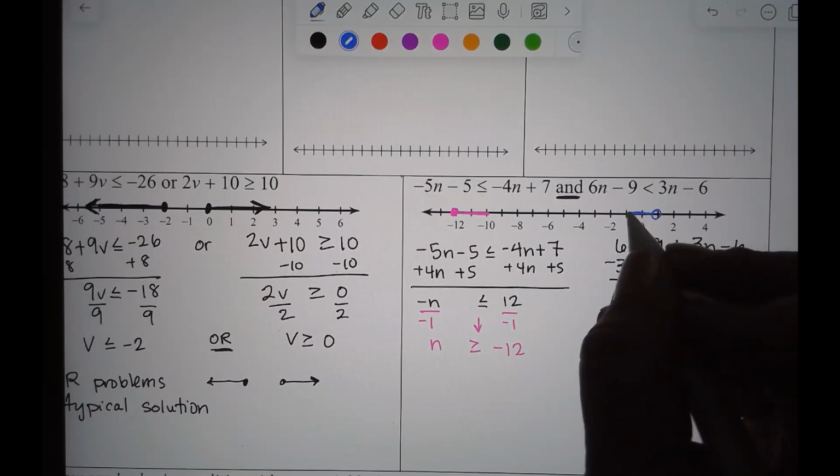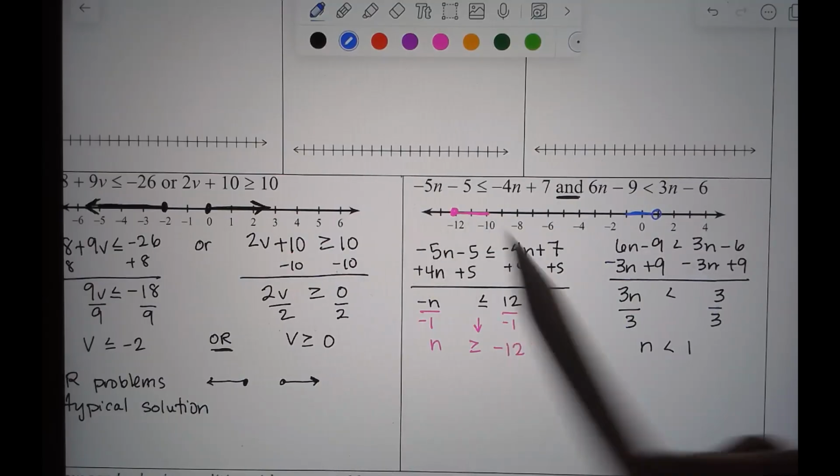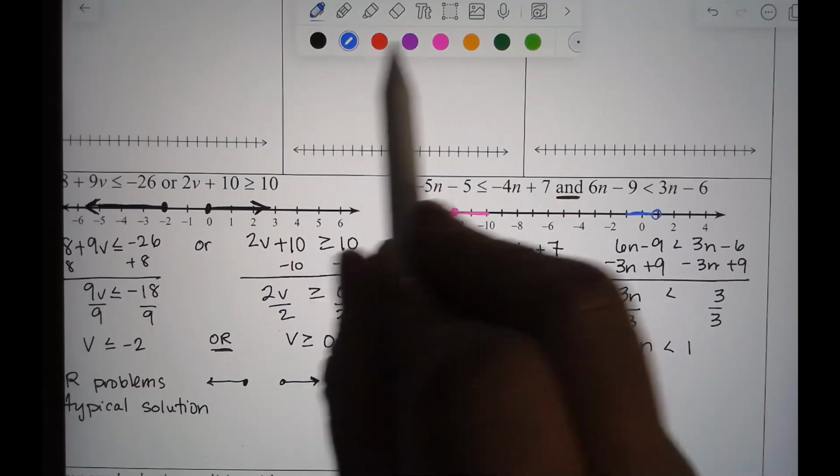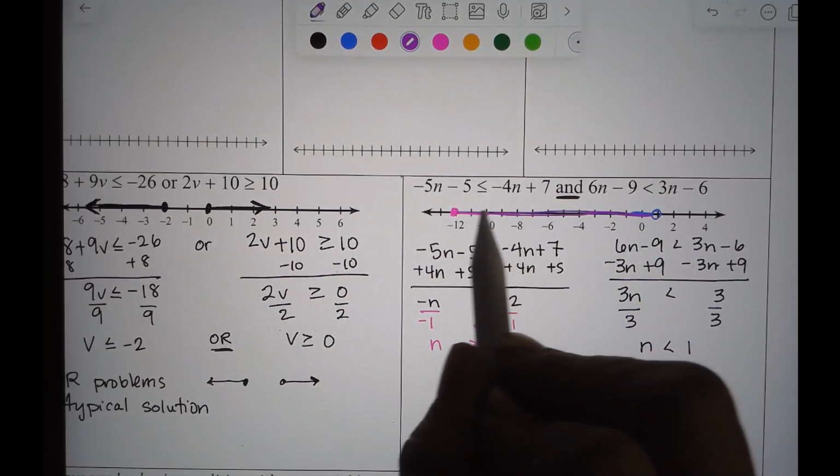And this time it's going this direction. So you can see we have an arrow going this way, I have an arrow going this way. They're headed toward each other. We're looking for the overlap. So the overlap will be the part between those two boundary points.